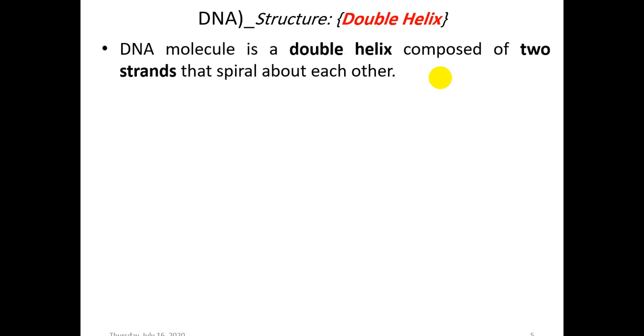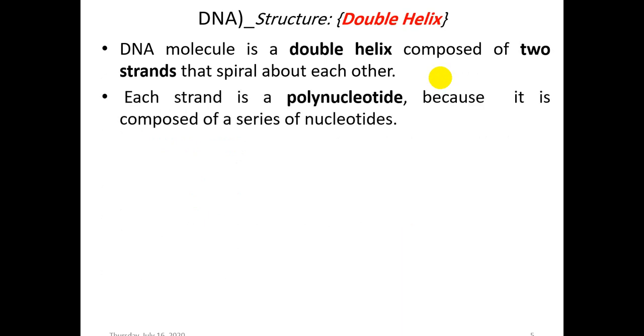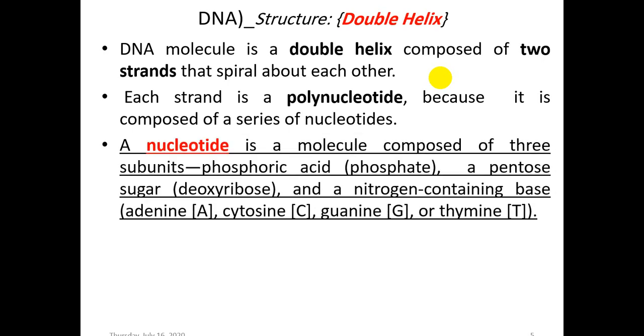Okay, the double helix. The DNA molecule is a double helix composed of two strands that spiral about each other. Let me go quickly through that until I reach the figure. I like the figures. They simplify this information, which can be demonstrated in a figure. Each strand is a polynucleotide because it is composed of a series of nucleotides.